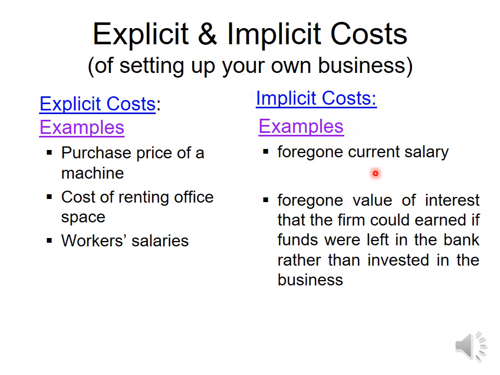If you're working, you must forego your current salary. You can no longer work, so you must forego your salary. Now, you used to have some money in your bank where you earn interest, but now you must invest it in the company because you choose to set up your own business. That amount of money could have earned you some interest if you left it in the bank, so you have to forego that. So this is an example of explicit and implicit costs when you want to set up your own business. Explicit cost is you pay money, implicit cost is where you're going to give up something for this decision.